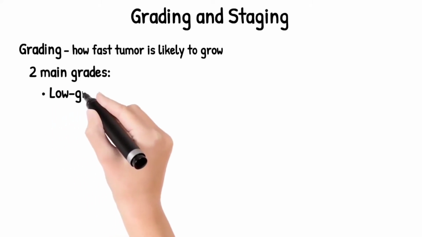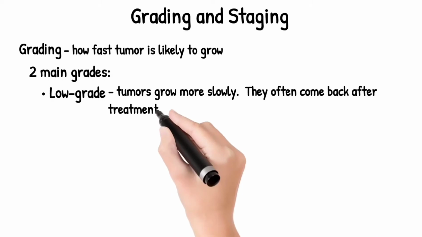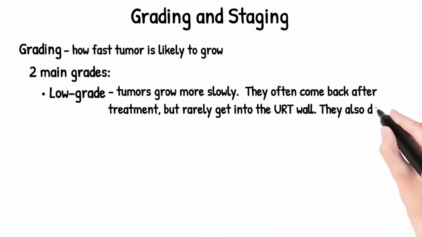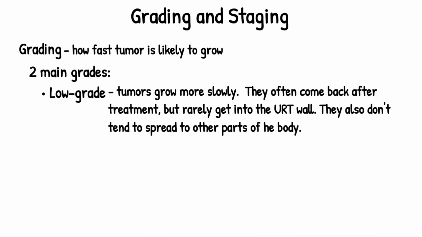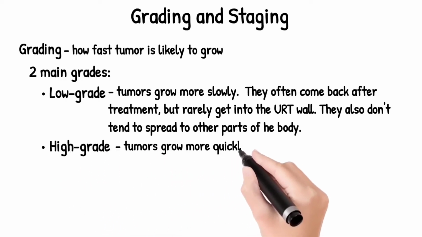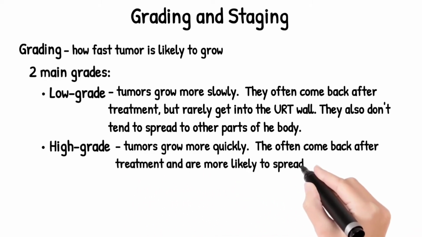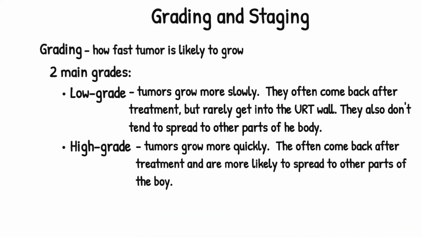For the low grade, tumors grow more slowly. They often come back after treatment, but rarely get into the upper urinary tract wall. They also don't tend to spread to other parts of the body. And as for the high grade, tumors grow more quickly. They often come back after treatment and are more likely to spread to other parts of the body.